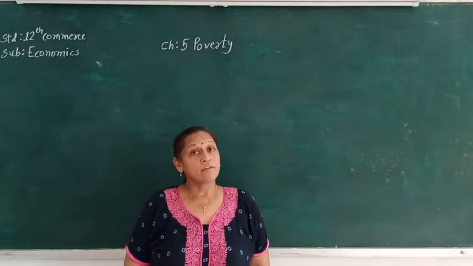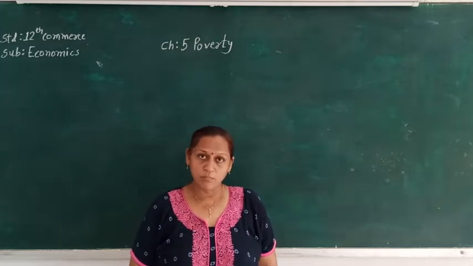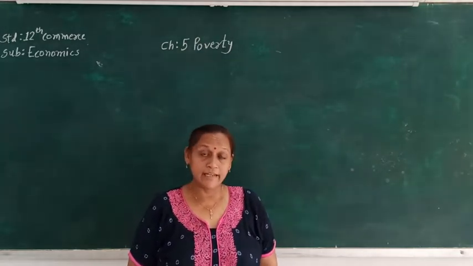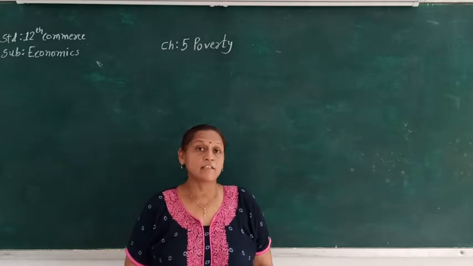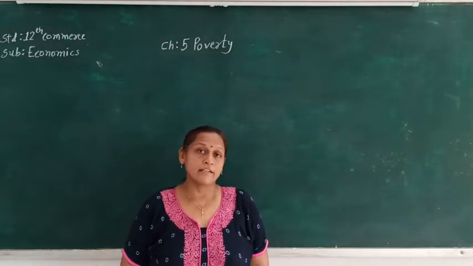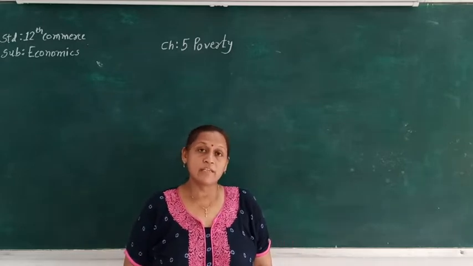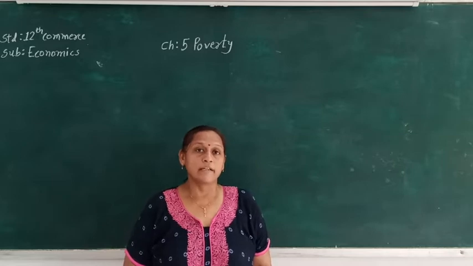In our last 3 videos we have seen the definition of poverty, the poverty line, and the types of poverty, that is relative poverty and absolute poverty. Those 3 parts are already linked in the description. Today we are going to see the indicators of poverty.